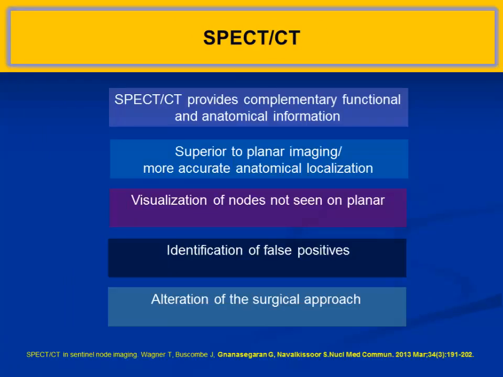SPECT CT is complementary. You can visualize nodes which are not seen on the planar. You can pick up false positives and alter the surgical approach. So all surgeons, like in our hospital at least, all patients with oral cancer who fit the inclusion criteria will have sentinel node imaging with ICG and NanoColloid, followed by SPECT navigation and SPECT CT. All are done.